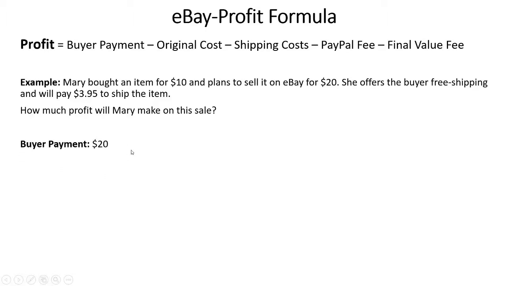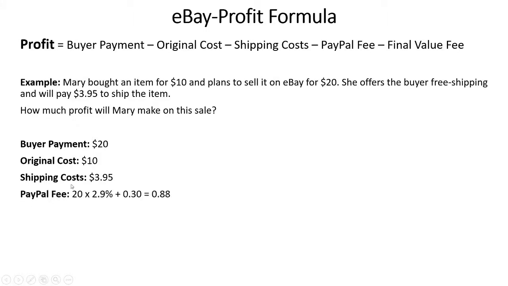So the buyer's payment is $20 because she's selling it on eBay for $20. The original cost is $10. The shipping cost is $3.95, and the PayPal fee is going to be $20, what the buyer will actually pay, times 2.9% plus 30 cents, which amounts to 88 cents.